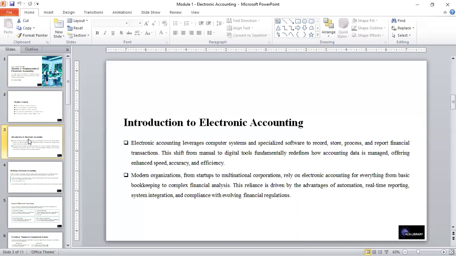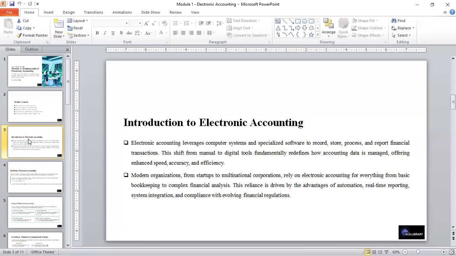And when we look at electronic accounting, it actually leverages computer systems and specialized software to record, store, process, and report financial transactions. And this shift from manual to digital tools fundamentally redefines how accounting data is managed, offering enhanced speed, accuracy, and efficiency. And when we look at the modern organization, starting from the startup to the multinational corporation, you see that they rely on electronic accounting for everything from basic bookkeeping to complex financial analysis.